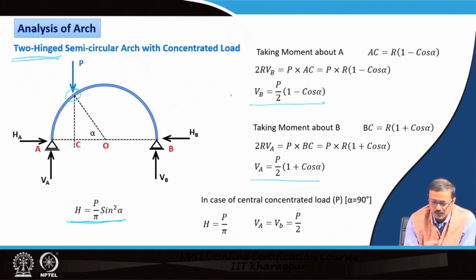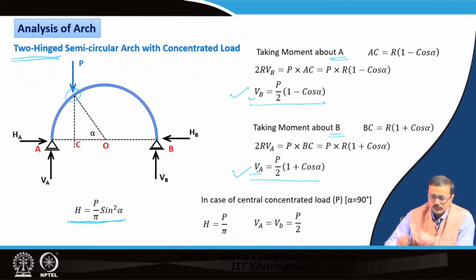value of V B. These both have been computed by taking moment about A. If you take the moment about A, you will get V B. If you take the moment about B, you will get V A. All these things are explained through this particular slide, the distances and all. So, this is V A and V B.